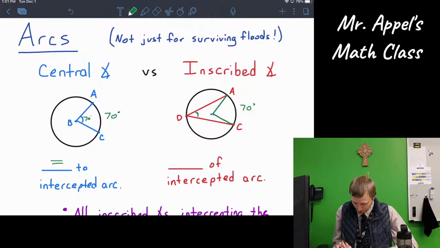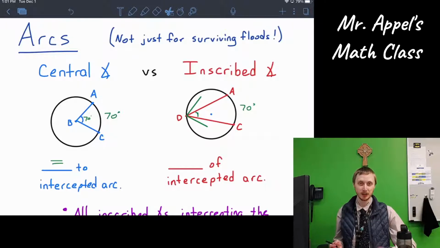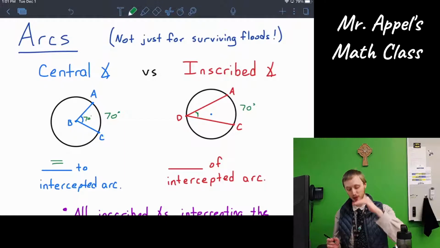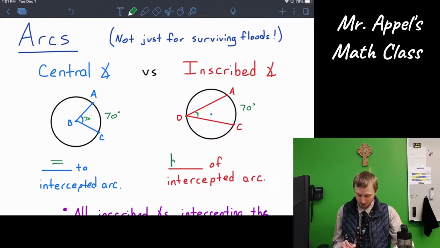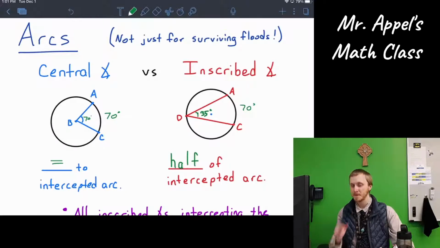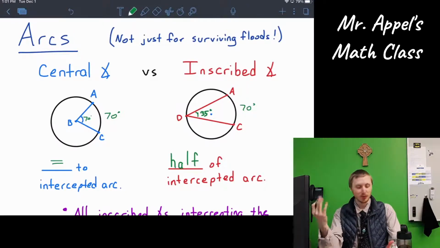Actually connect them there. If you were to take that central angle and move it on over without adjusting the size, notice it is definitely much bigger, right? Turns out it's exactly twice the size, which means the inscribed angle is half of the intercepted arc. Isn't that convenient? That would make this guy 35 degrees. That's really nice how it works out that way.